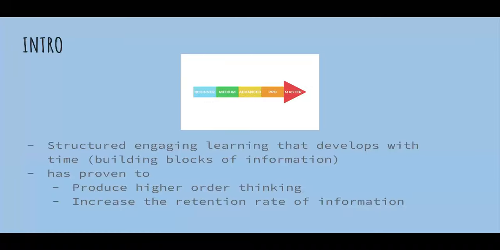First, Bloom's taxonomy is a structured, engaging learning that develops with time. This is like building blocks of information. So, basically, this happens over time. You start off as a beginner, and then eventually you work your way up to mastery, and you use little bits and pieces to work your way up. This has proven to produce higher order thinking, and it also increases the retention rate of information by students while they get to do active learning.